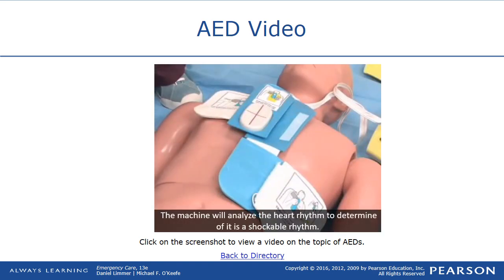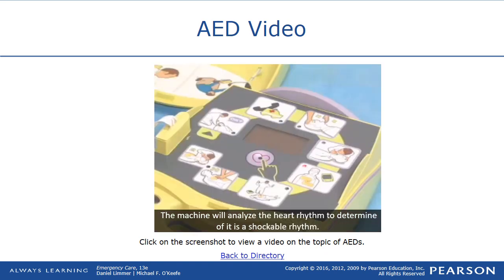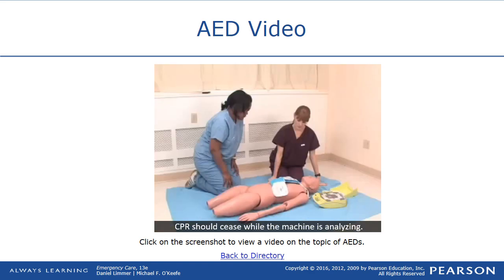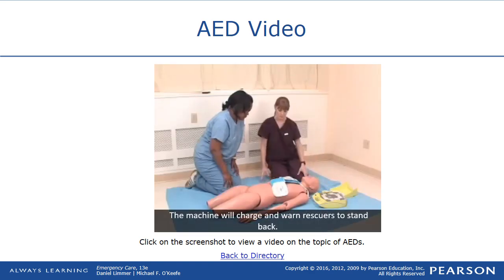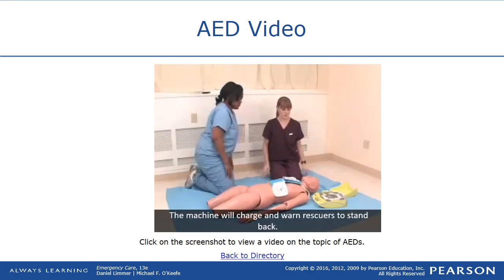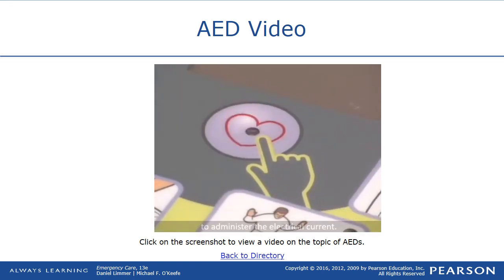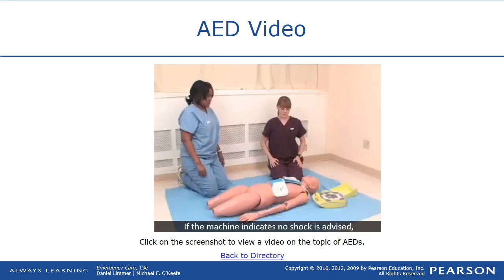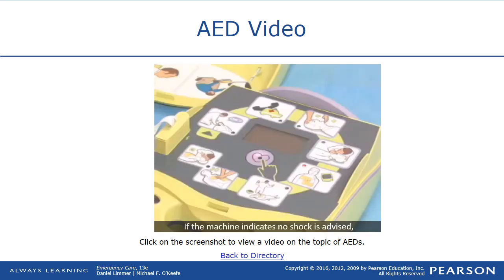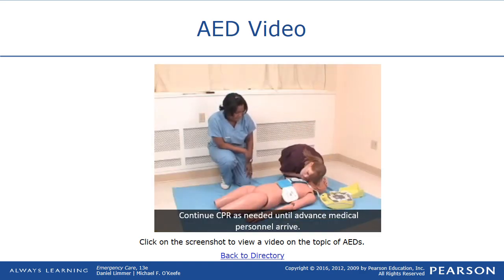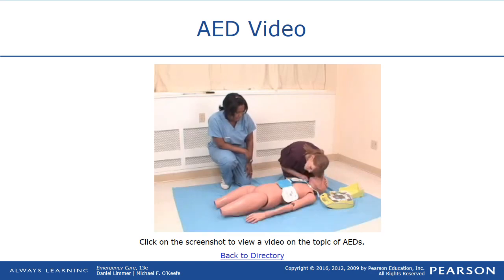The machine will analyze the heart rhythm to determine if it is a shockable rhythm. CPR should cease while the machine is analyzing. The machine will charge and warn rescuers to stand back. The voice prompt will then tell you to press the shock button to administer the electrical current. If the machine indicates no shock is advised, assess the patient for breathing and circulation. Continue CPR as needed until advanced medical personnel arrive.